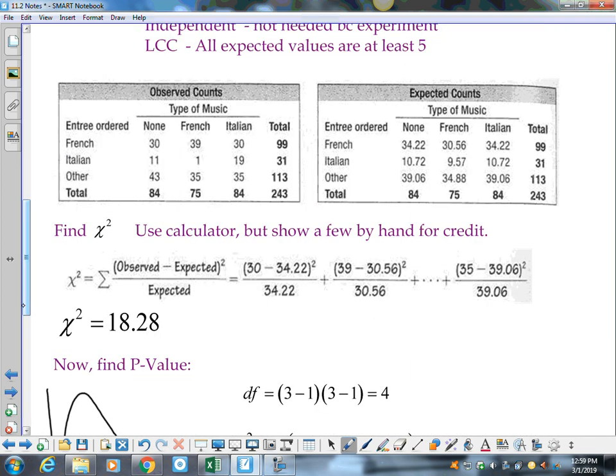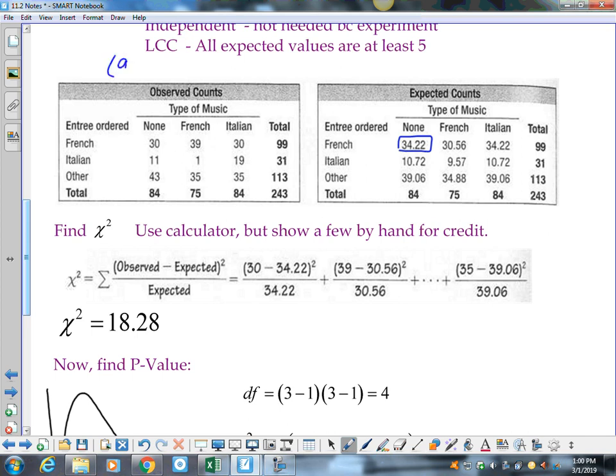These are my observed counts. These are my expected counts. Help me figure out where these come from. What's the formula for expected counts? Row total times column total over total total. Okay, so if I'm trying to figure out this number right here, what is that spot's row total?